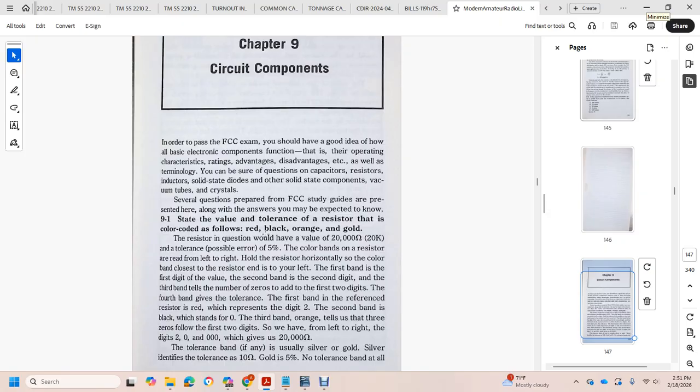The first band is the first digit value, the second band is the second digit value, and the third band tells the number of zeros after the first two digits of the four band. The first band on the resistor is red, which is the digit 2, the second band is 0, which stands for 0, and the third band, orange, tells 3 zeros after the first two digits. Reading left to right, we have 2, 0, 3 zeros, which gives you 20,000 ohms.